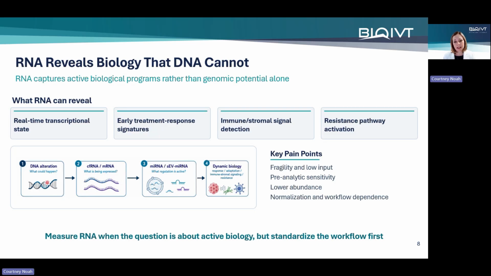That said, RNA can present practical challenges. It's inherently less stable than DNA. We often see input quantities are much lower, and so that leads to results that are highly sensitive to collection methods, stabilization strategies, processing times, all those pre-analytical variables that can come into play. So it's really important when we're looking at RNA that those pre-analytical conditions are very tightly controlled. So the recommendation here is measure RNA when the question concerns that active biology, but be sure you really have a standardized workflow in place before you go ahead and generate any large data sets.